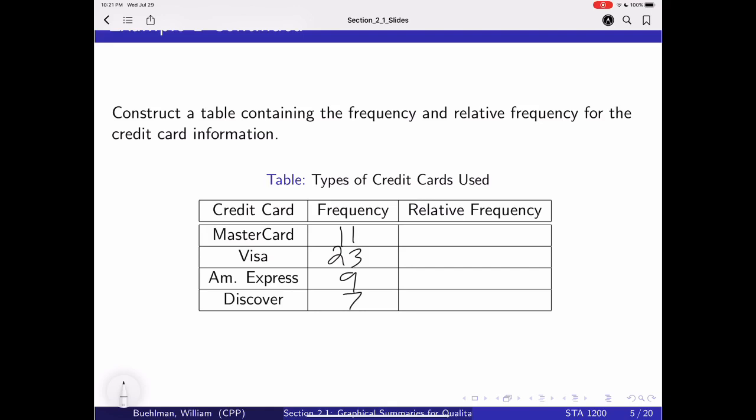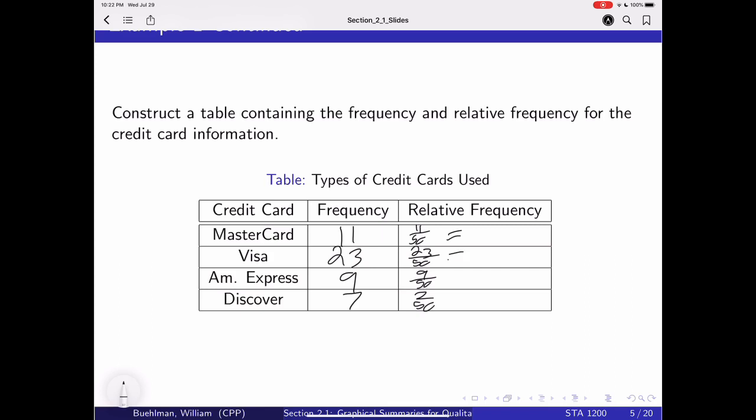So again, to remind you, relative frequency was the frequency divided by the total number of observations, or the sum of the frequencies. So since we know there was 50 observations, the relative frequency for MasterCard is 11 divided by 50. For Visa is 23 divided by 50. For American Express is 9 divided by 50, and for Discover is 7 divided by 50.